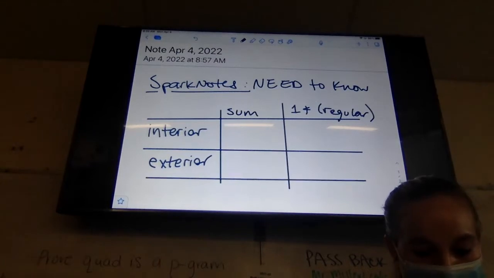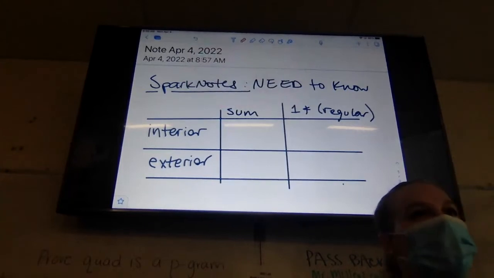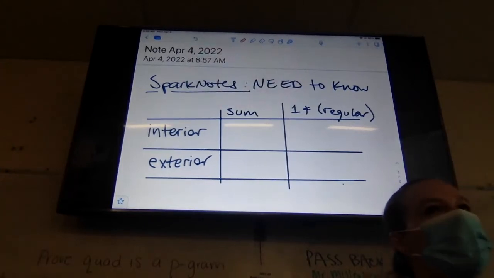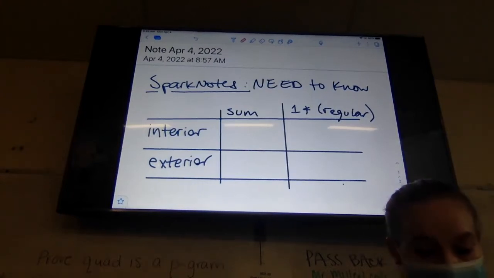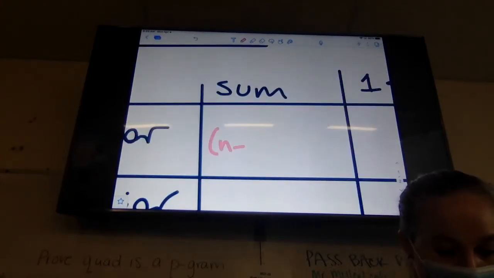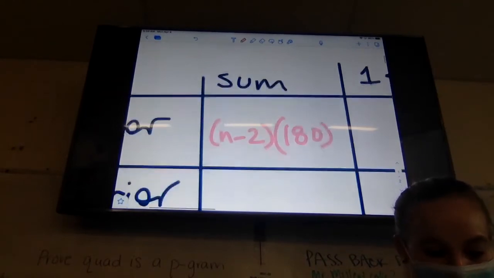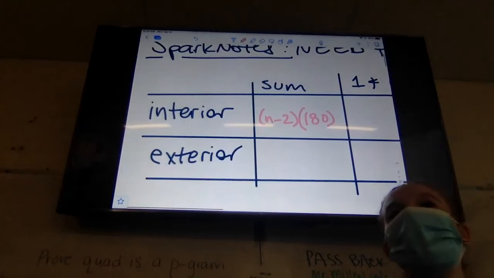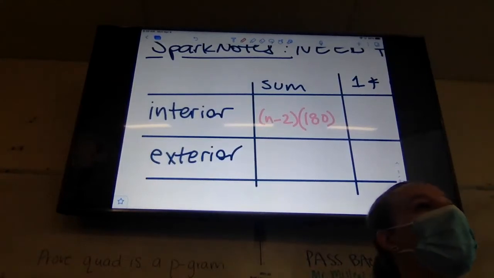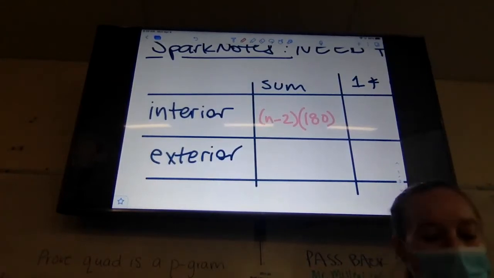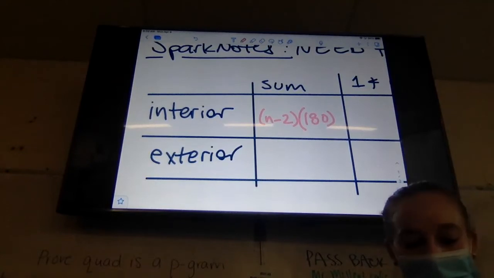This was 6.1. Does anyone remember how we find the sum of the interior angles? What's the little formula we did there? Very good, Danielle. N minus 2 times 180. I like to put both those in parentheses. So if I want to find the sum of the interior angles, you just take the number of sides that you have, or the number of angles, and that's your n minus 2 times 180. That's going to give you the sum.